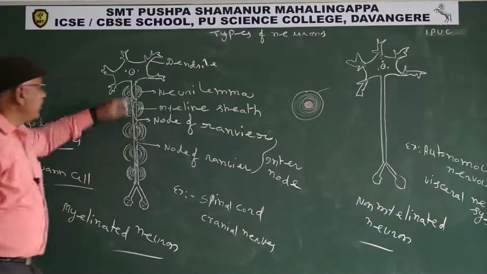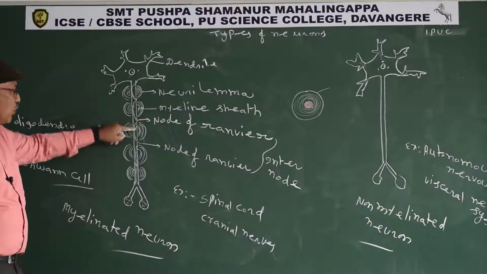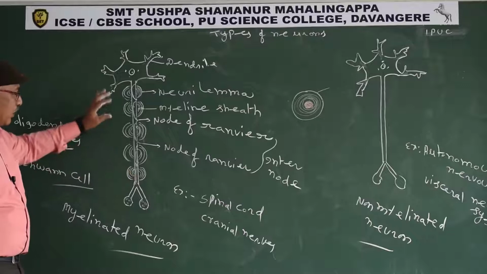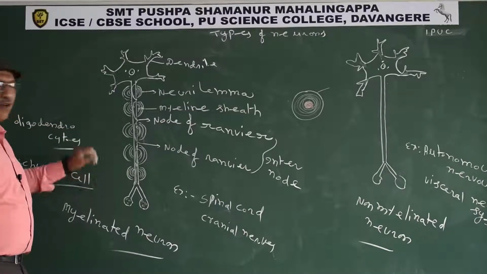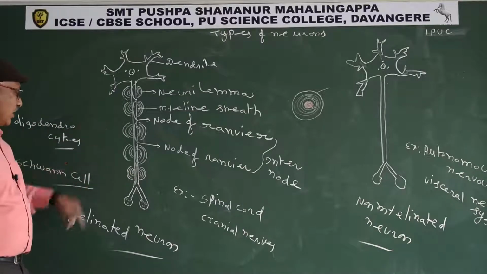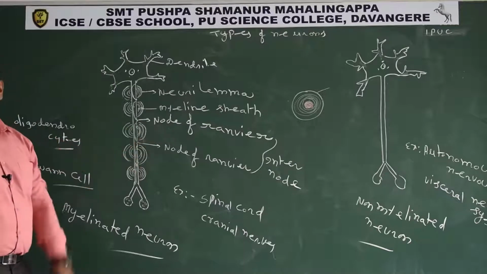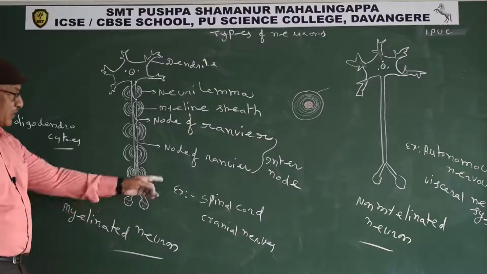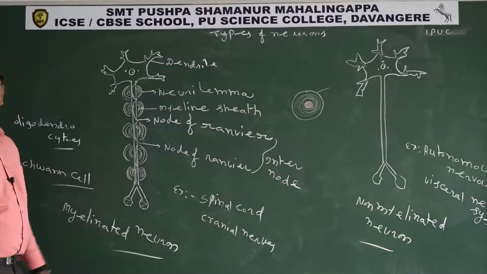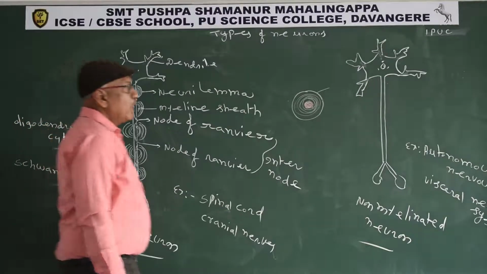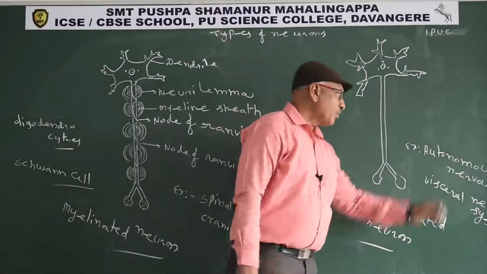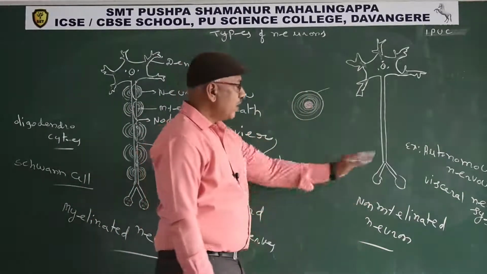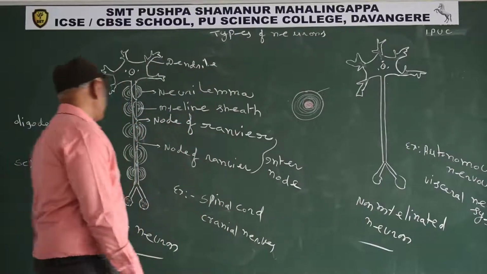In a myelinated neuron, information jumps from one node to another node. That's why information travels 50 to 100 times faster in a myelinated neuron when compared to a non-myelinated neuron. Myelinated neurons are present in the spinal cord and cranial nerves. Non-myelinated neurons are present in the autonomic nervous system and visceral nervous system.